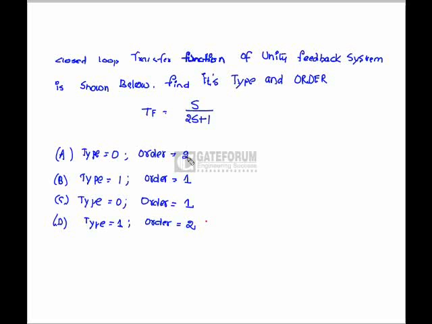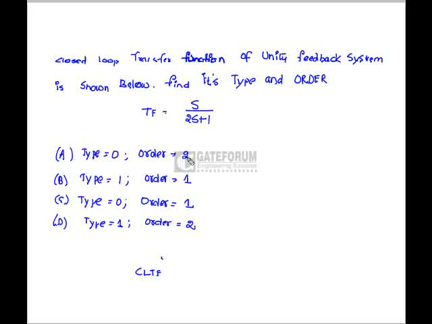The closed loop transfer function of a unity feedback system is shown below. Find its type and order. Here the type means the number of poles at the origin in the open loop transfer function. So we have to decide the type and order from the open loop transfer function. Order is the number of poles, and type is the number of poles at the origin. Here, first of all, this is the closed loop transfer function, and we have to derive the open loop transfer function.